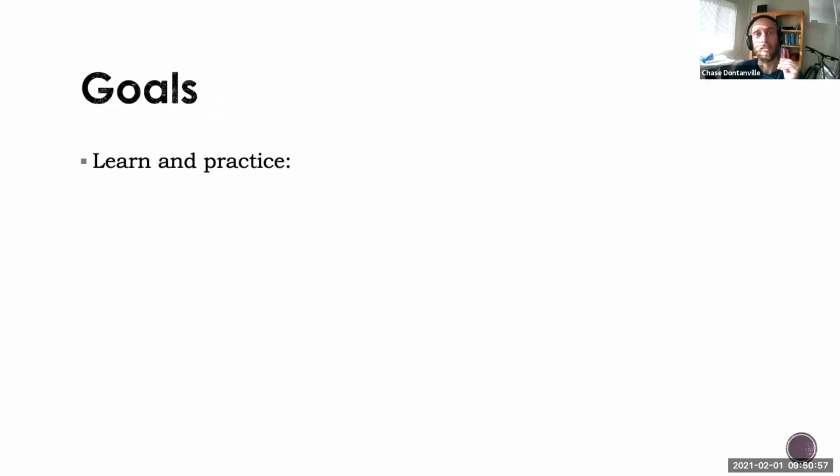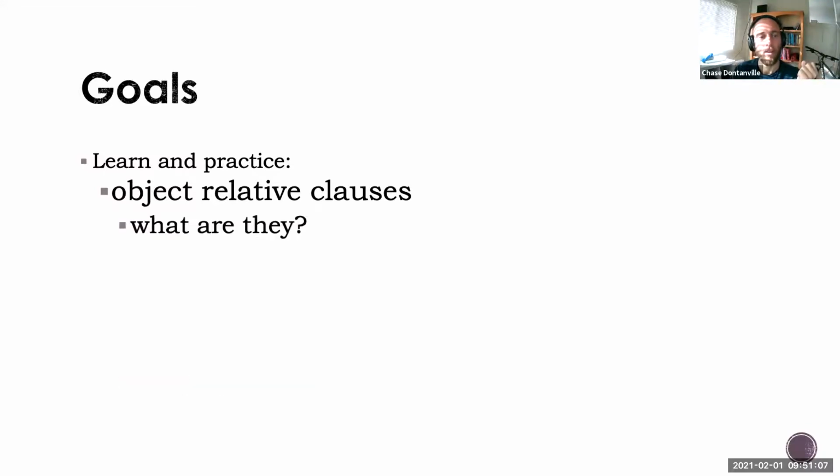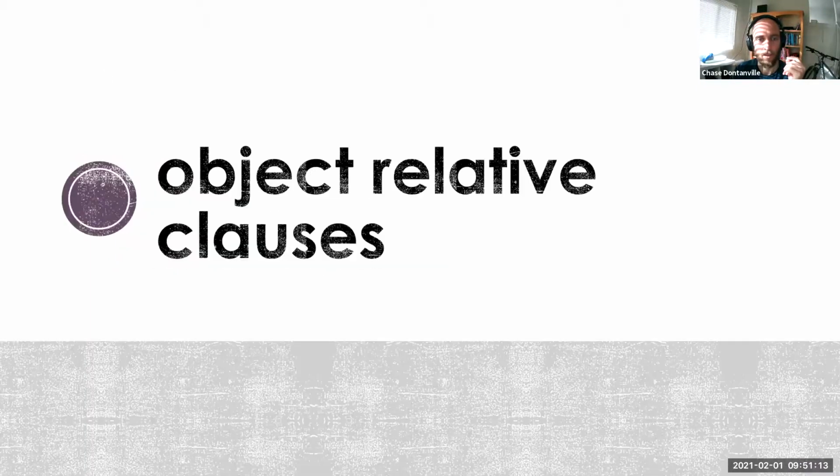So in the last lesson, we saw subject relative clauses. In this lesson, we'll look at object relative clauses. What are they? And how you can use them without relative pronouns. First, object relative clauses.